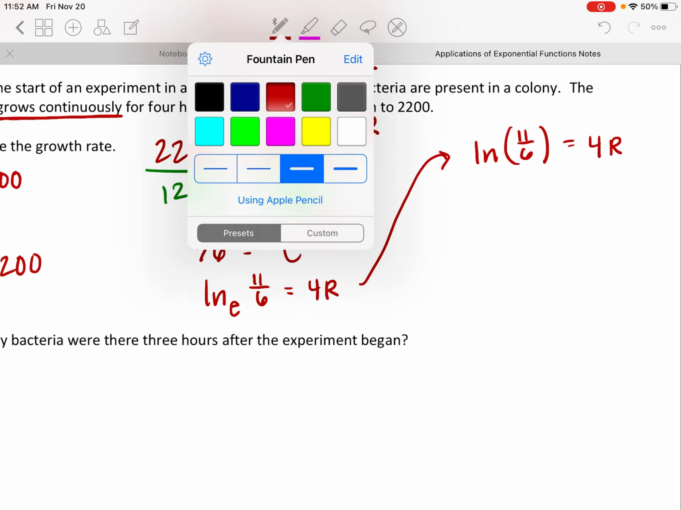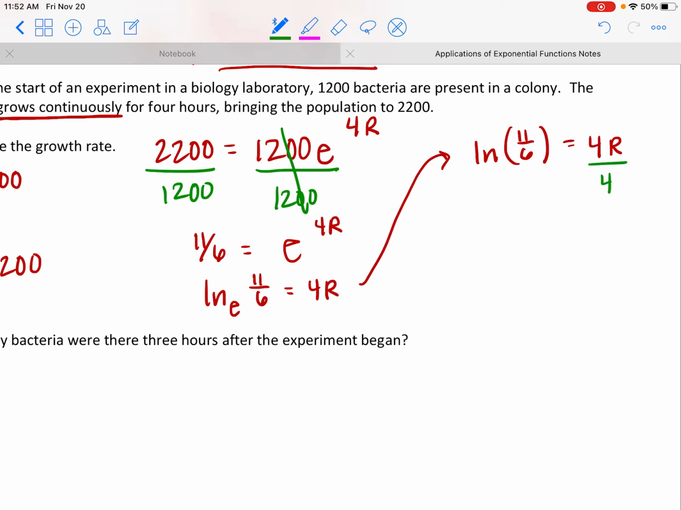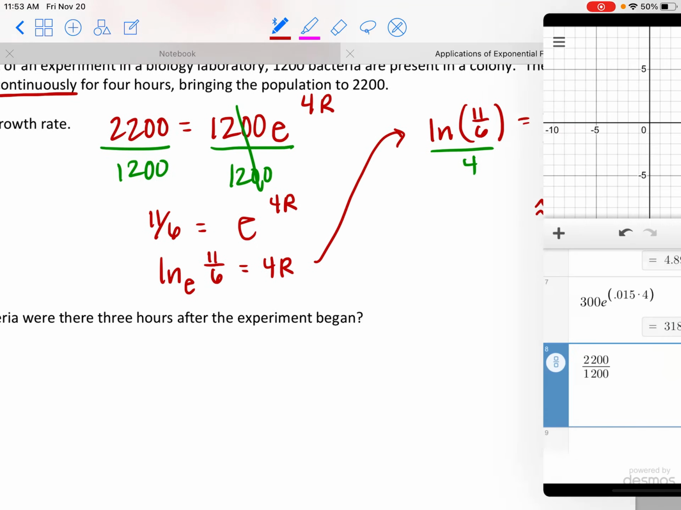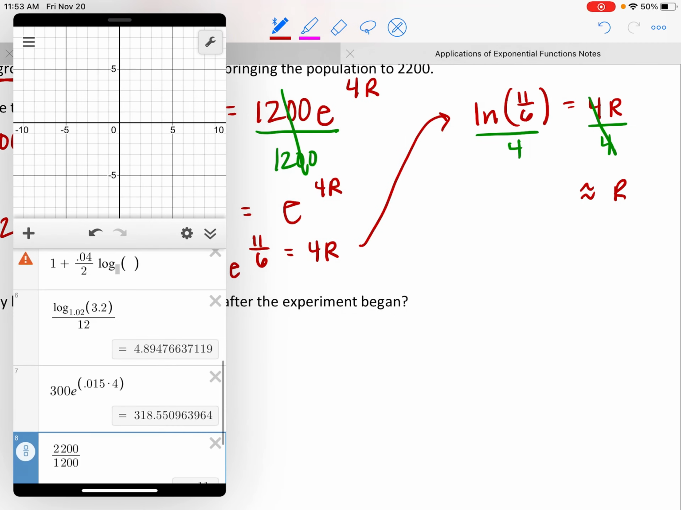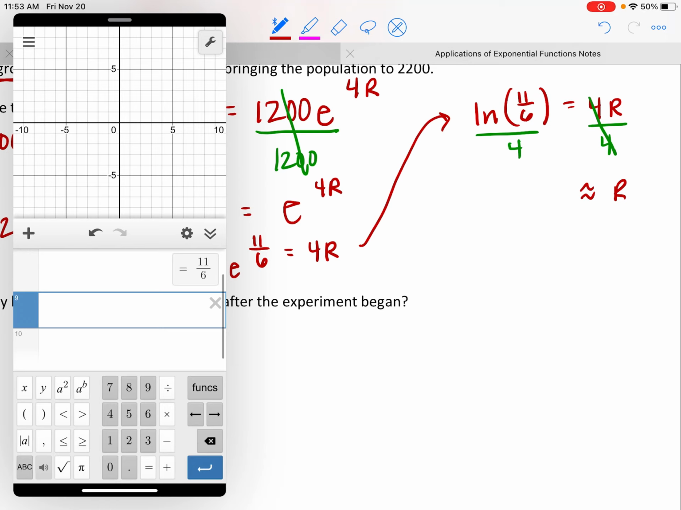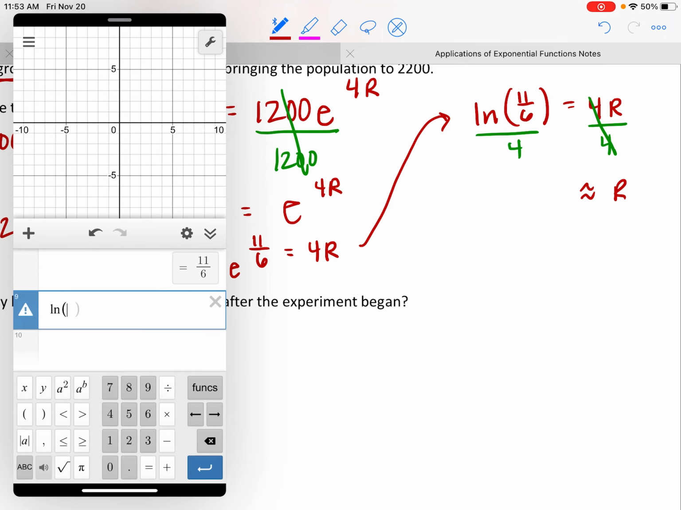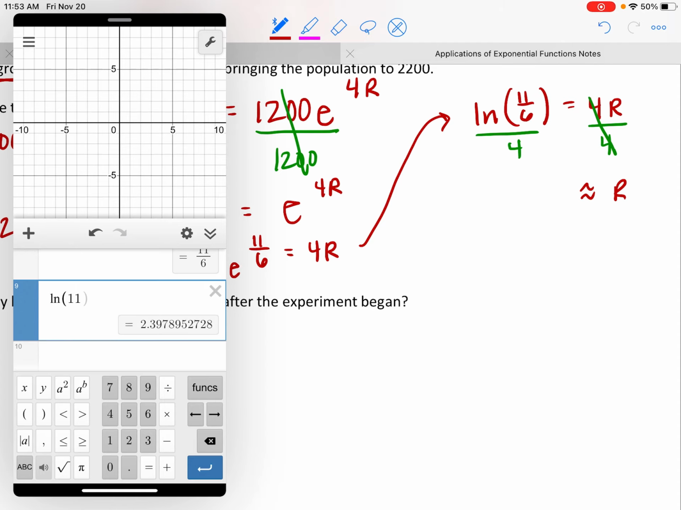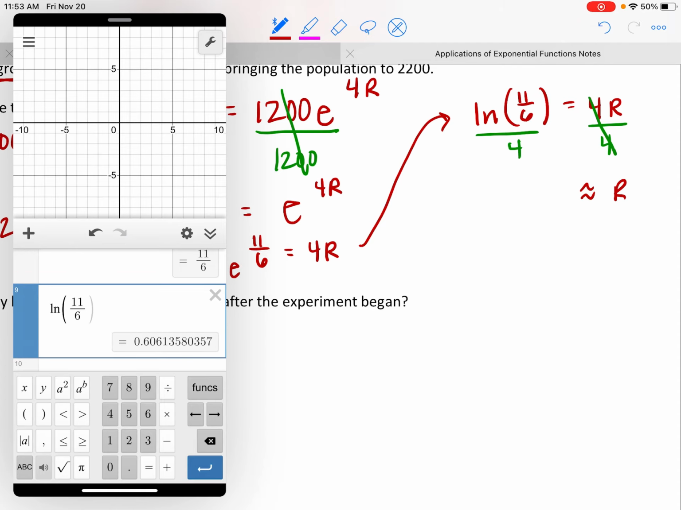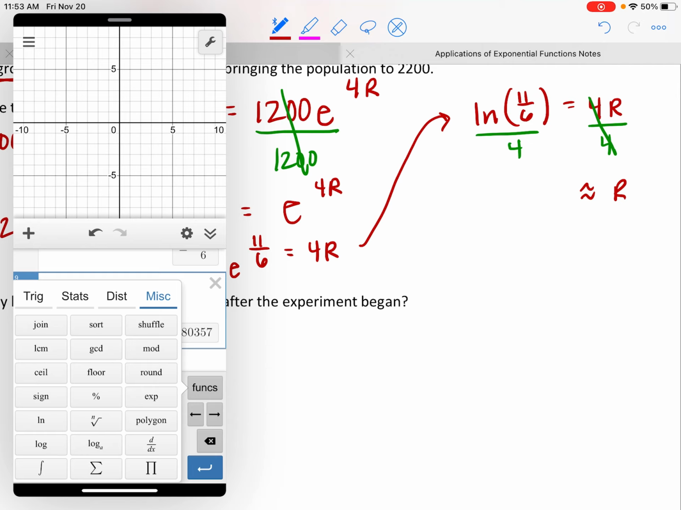And so to solve for r, we have to divide. Let's divide by 4, divide by 4, and then we're going to get our rate at some decimal that Desmos will give us. So natural log of 11/6. What am I doing here? Fat fingers.